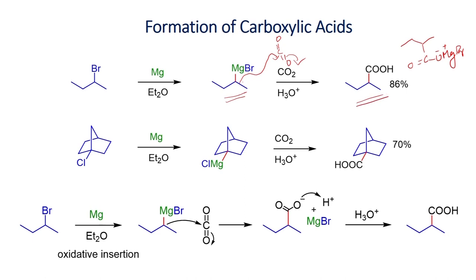Similarly, we have this bicyclic chloro derivative. You can also react it with magnesium. You make the corresponding alkyl magnesium chloride, which can readily undergo reaction with carbon dioxide. You will be able to generate this bicyclic compound with a carboxylic acid. The mechanism of this reaction is shown here.